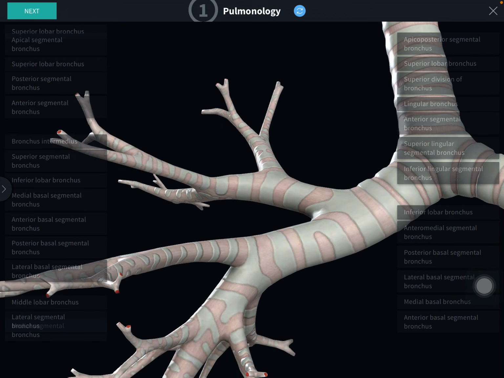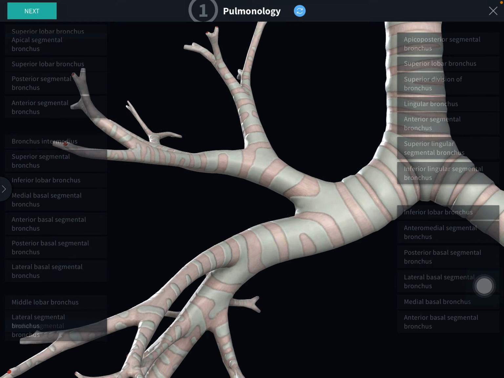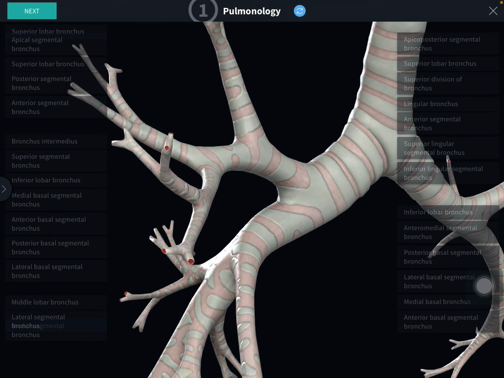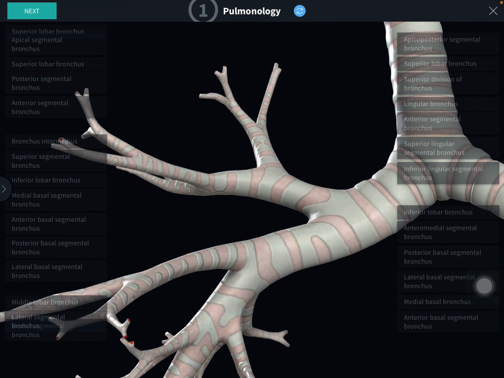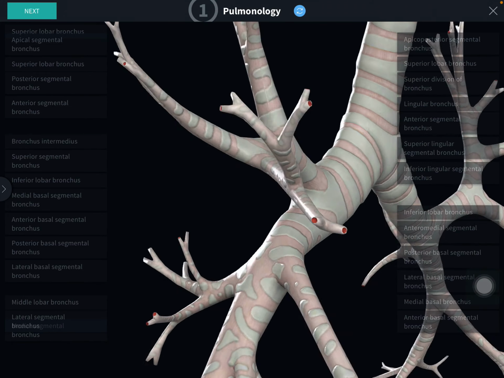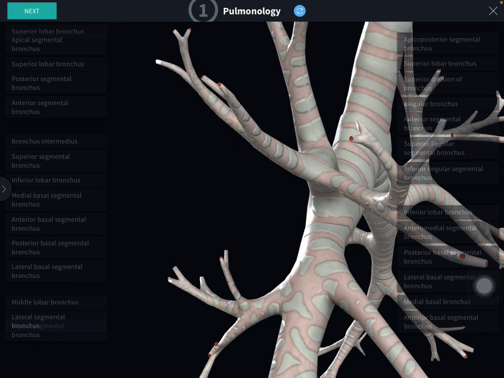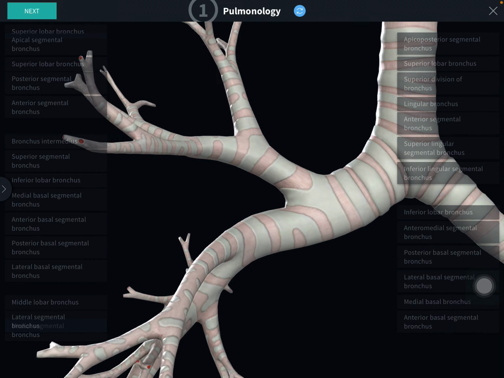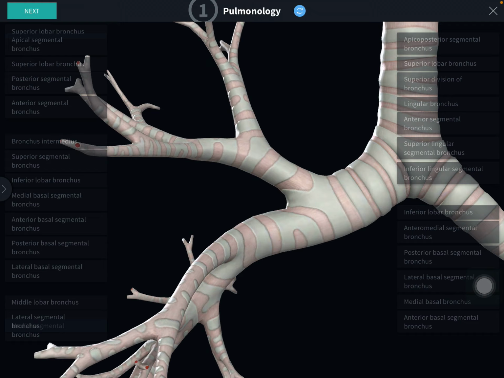So you are seeing two more lobar bronchi inside the lung. These are the three secondary bronchi, one outside the lung and two inside the lung. They divide into segmental bronchi. You are seeing so many segmental bronchi or tertiary bronchi. Their number and direction are constant in a species.